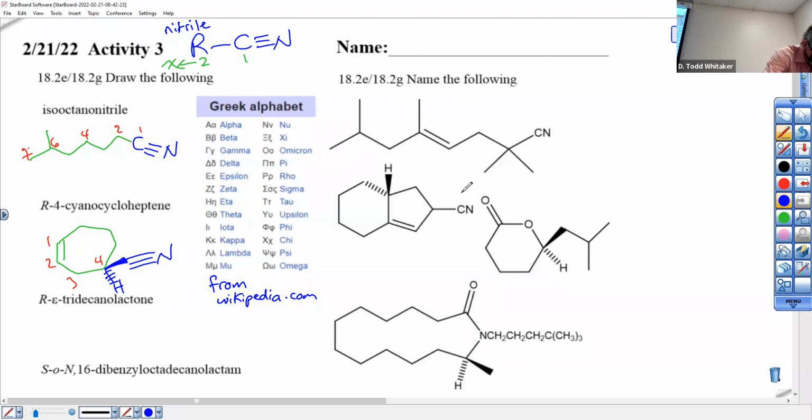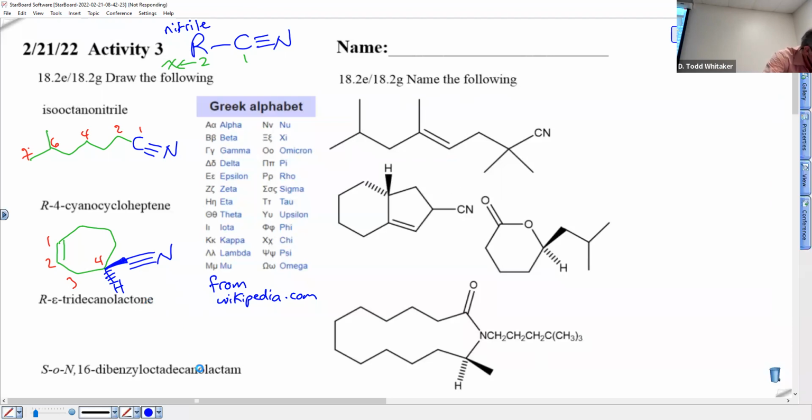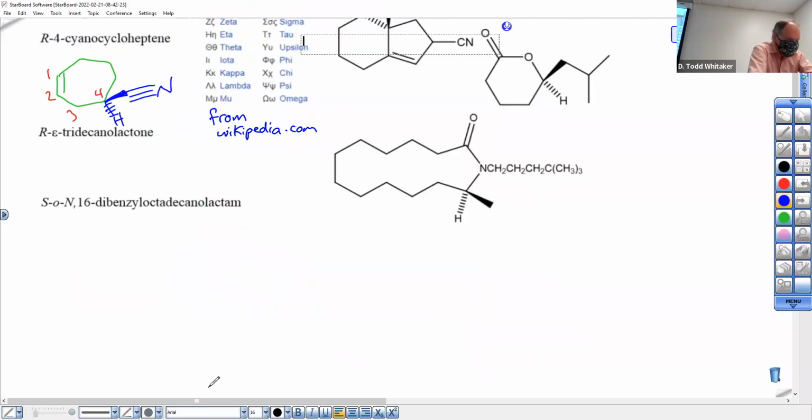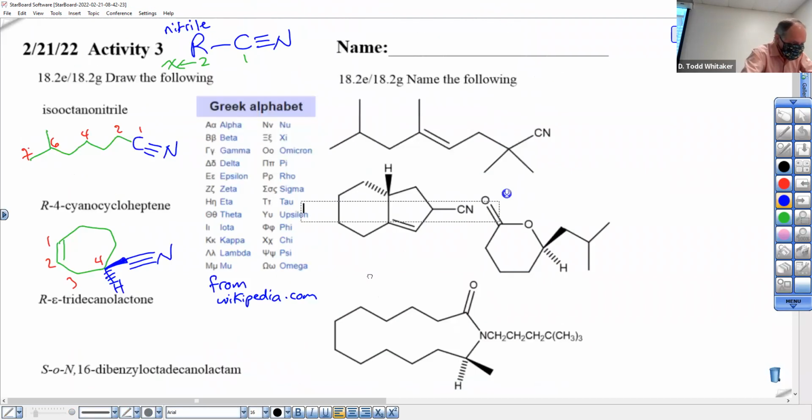I'm going to do these two and then come back to the lactones and lactams after my computer decides to respond to my save request. Oh, now it's feeling more like my home computer. Yes, there we go.